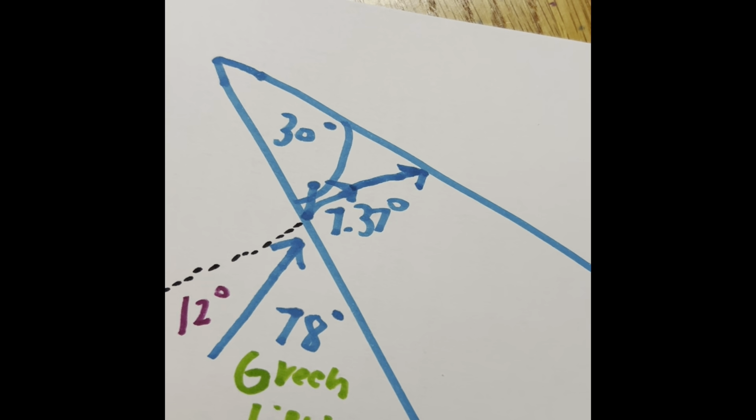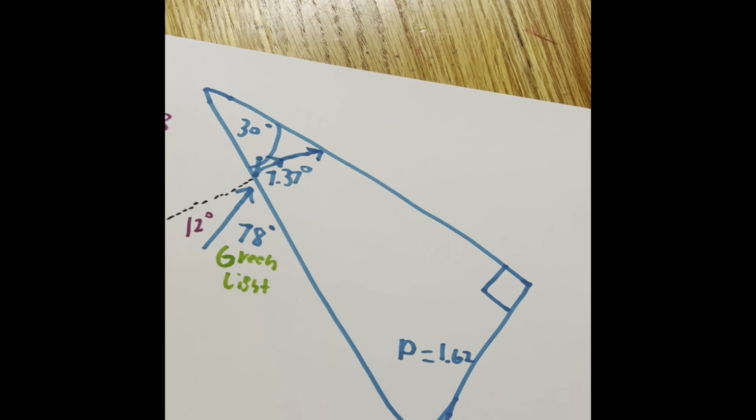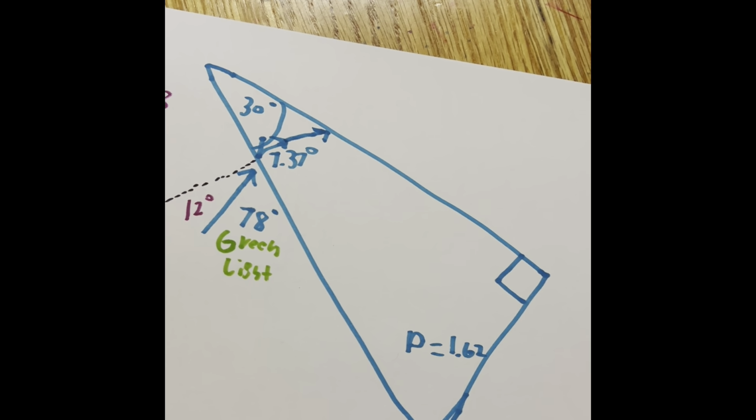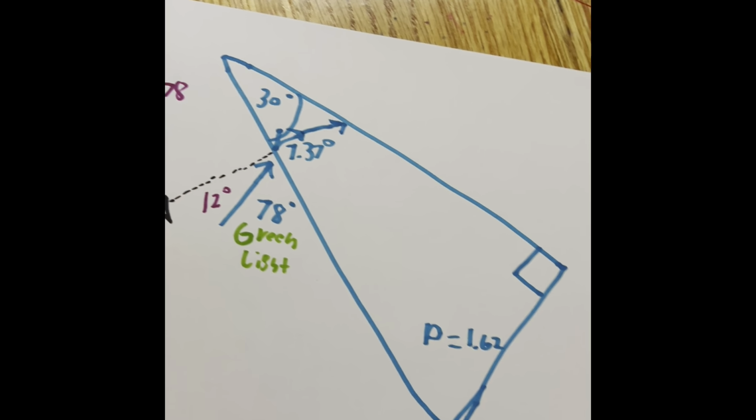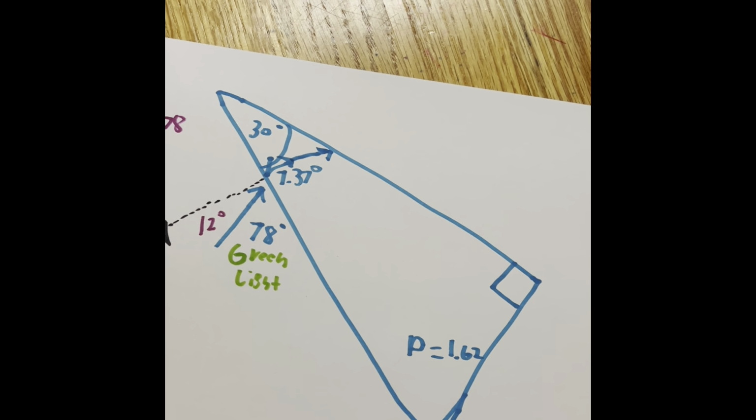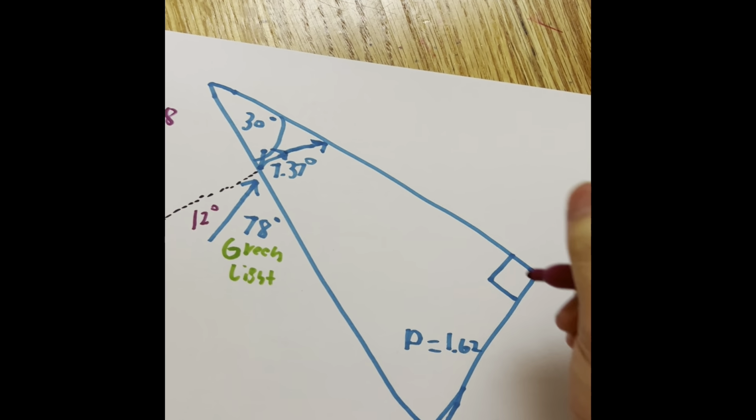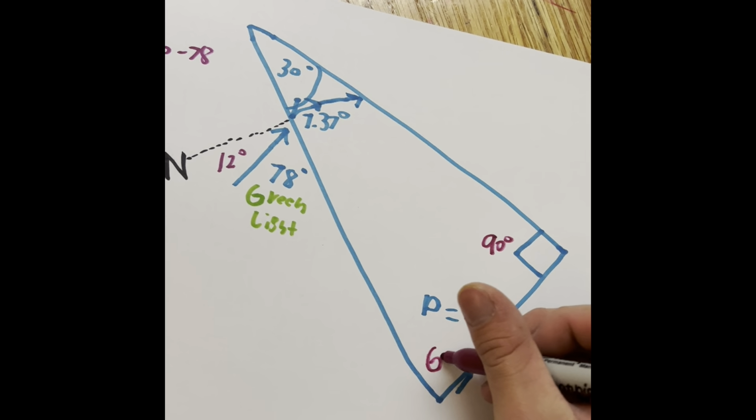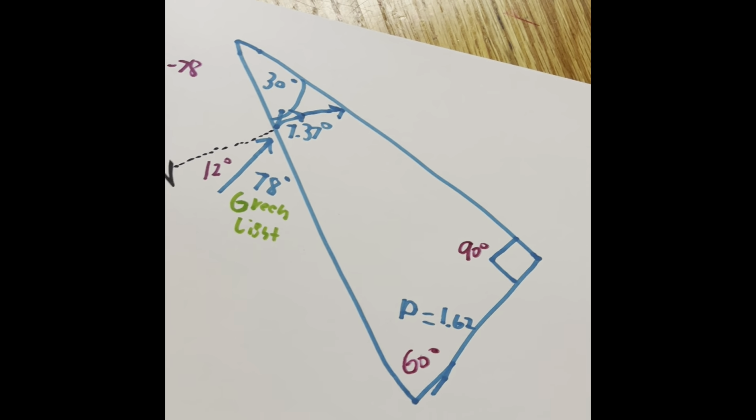Well, notice how this is not just any kind of triangle. Yes, it's a right triangle. And sure enough, we can say that it's a 30, 60, 90 triangle. This refers to 90 degrees, which means this must be 60 degrees, for 180.